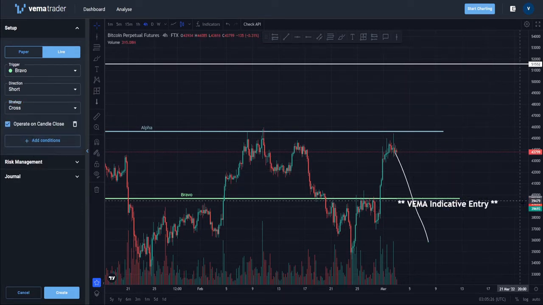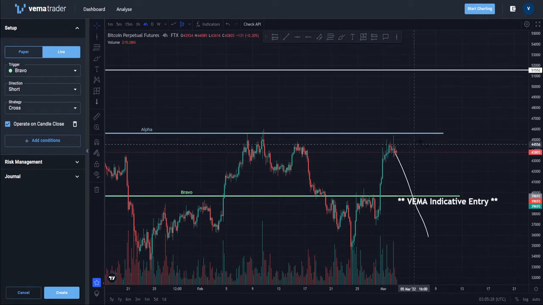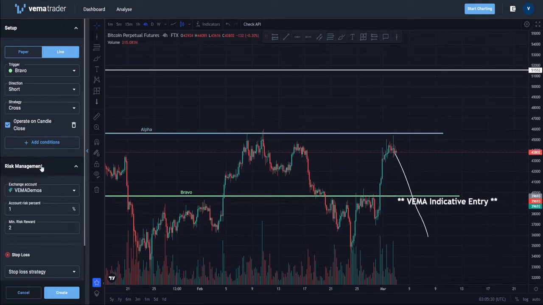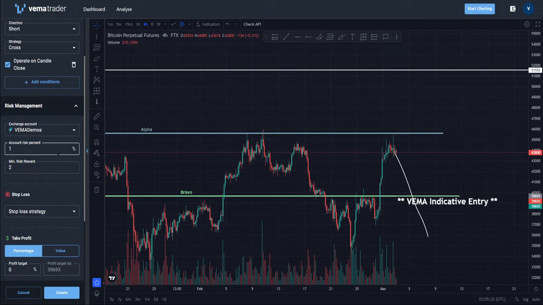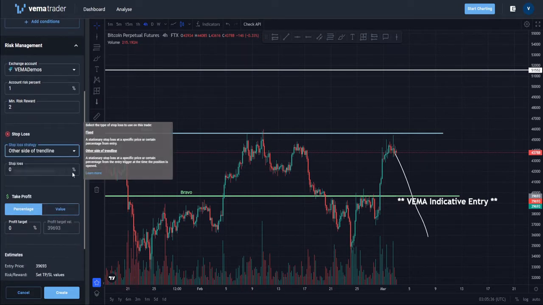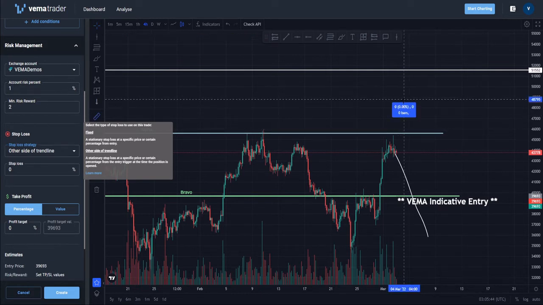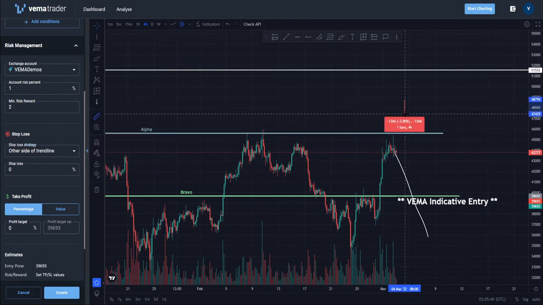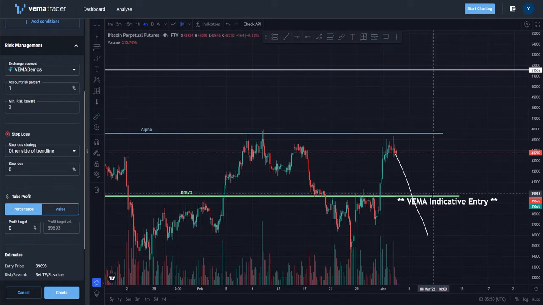This one I won't put an expiry because I'm not as focused on it happening soon. So I'm quite happy to just let that sit and wait. Count risk percent will stay the same. And again, we'll use other side of trend line. So in this case, I want to make sure that my stop is above my trend line, because in that one before, if we had a candle that closed up here, my 3% stop loss could have been placed there, above alpha. In this case, I want to make sure I'm protected by this resistance level.